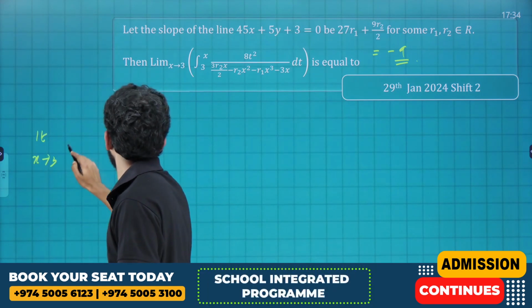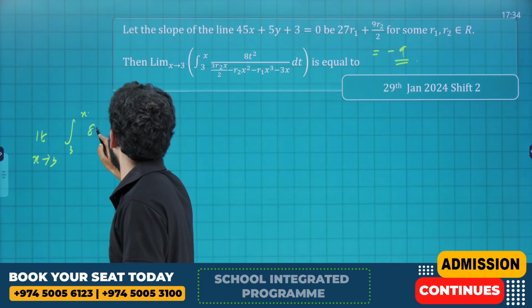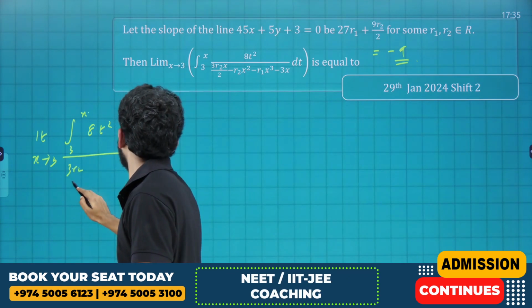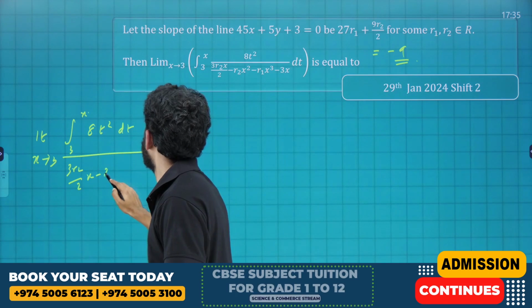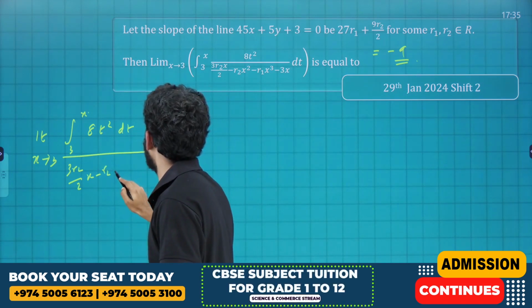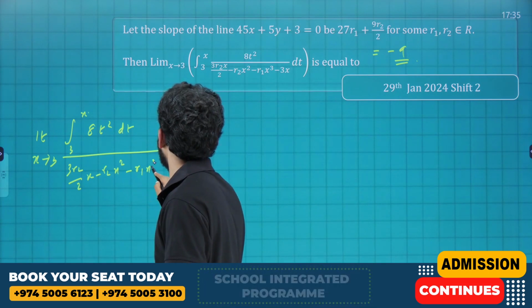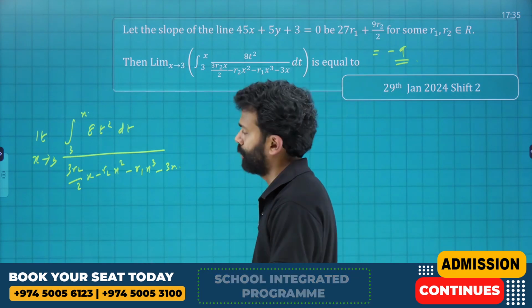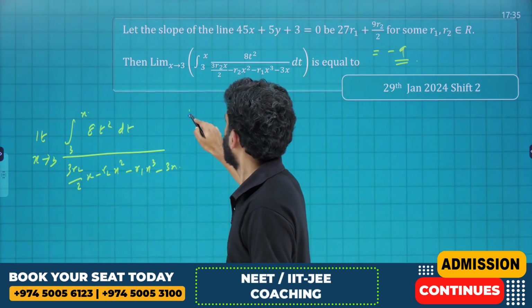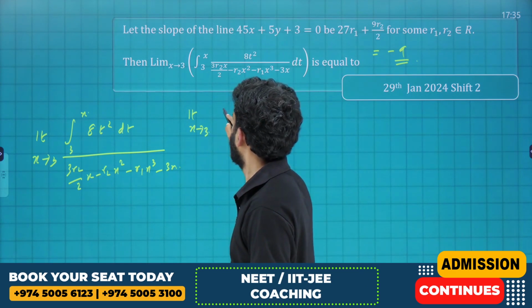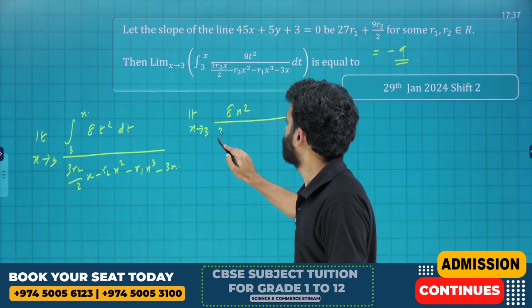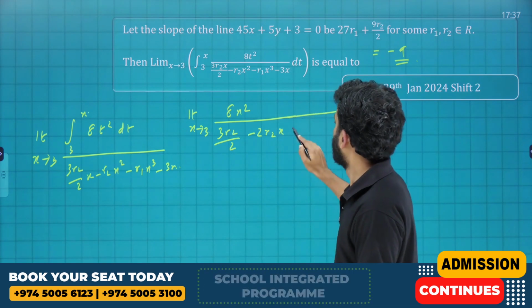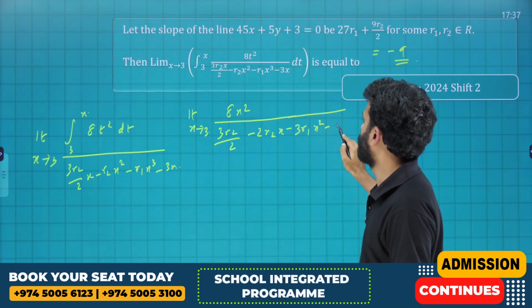It will be limit x tends to 3, integral 3 to x 8 t square dt divided by 3r2 by 2 into x minus r2 into x square minus r1 into x cube minus 3x. Okay, differentiate, and you will get this will be limit x tends to 3, 8x square divided by 3r2 by 2 minus 2r2 into x minus 3r1 x square minus 3.